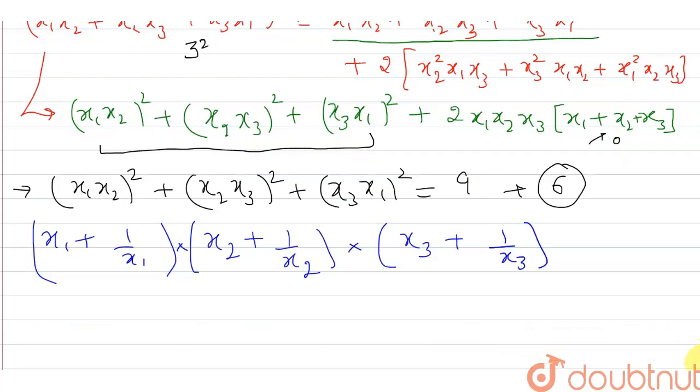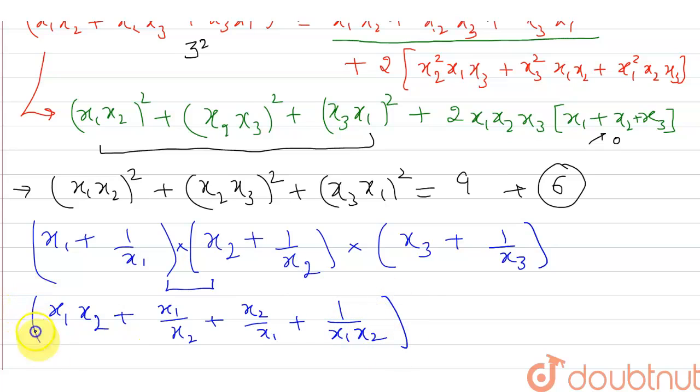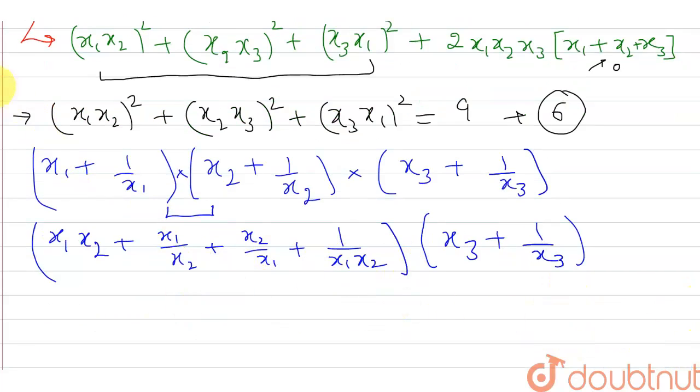Now we have to multiply these terms. So let me first multiply these two. So this will give me what? x1 x2, product of these two, plus this will give me x1 upon x2, and product of these two will give me x2 upon x1, and product of these two will give me 1 upon x1 x2. And this will give me x3 plus 1 by x3. Okay student, now I have to multiply this. It is a really lengthy question, so have some patience. So I have to first multiply this.